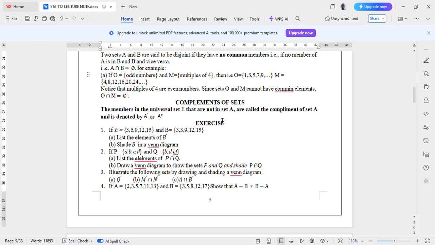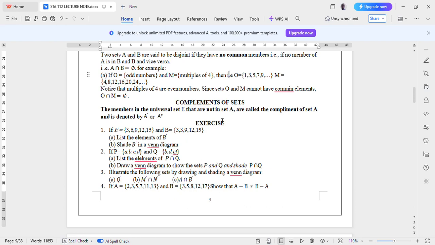Let me just use your class as an example. You are a set of computer science students. If another student from, let's say, BizAdmin comes into the class now, such a student or such a member is a complement to your set. He or she is a member of the school, is part of the universal set, but is not a member of that particular class. So such a student is a complement to that set.